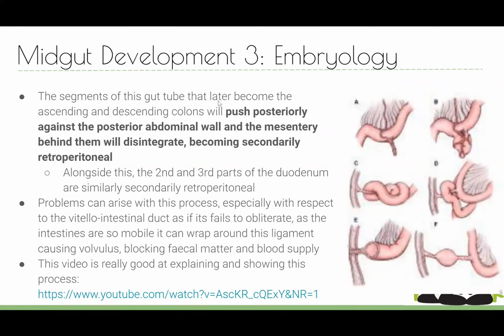As this happens, the ascending and descending colon will push against the posterior abdominal wall and they will lose their posterior mesentery. And they will become secondarily retroperitoneal. The second and third parts of the duodenum will also do that same thing. Problems can happen when the vitellointestinal duct fails to obliterate and it can wrap around and do all kinds of random things. I think that's more of a fun fact than important, but it can cause a volvulus, which blocks things off.